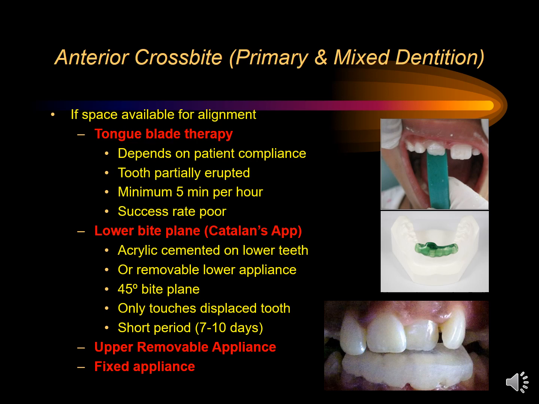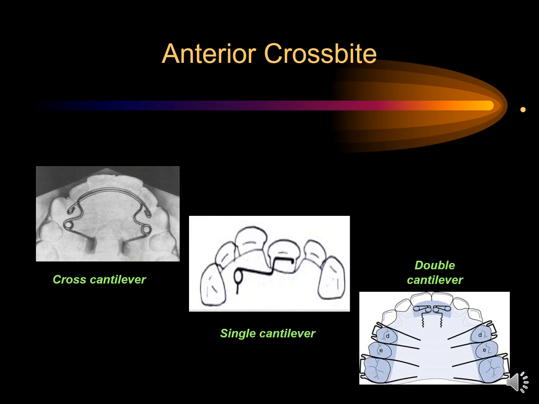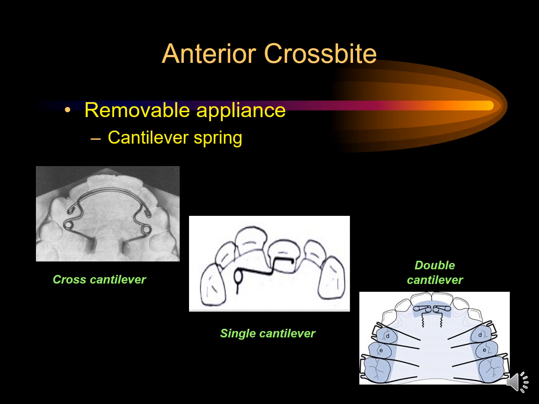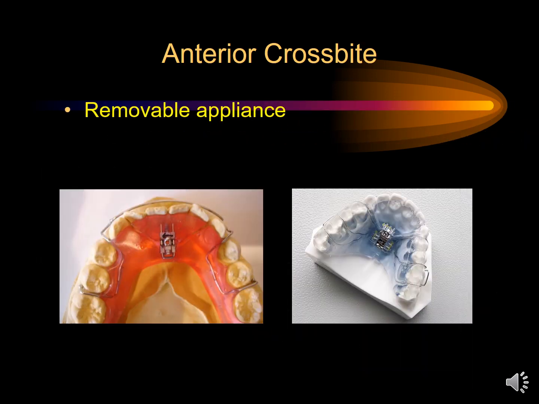Now, the other ways we could use is an upper removable appliance or a fixed appliance. Now, with a removable appliance, we can either use cross cantilever springs, we can use single cantilever springs, or we can use double cantilever or Z springs. Okay, also with a removable appliance, we can use a screw plate.